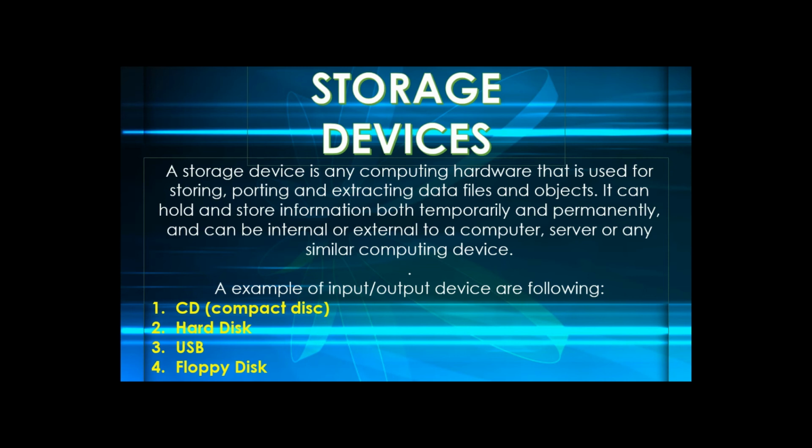Now let's discuss these examples of input and output devices. In fact, all are storage devices. We have USB, we have memory card. All of them are storage devices because we can store our data in these devices. Compact disc.